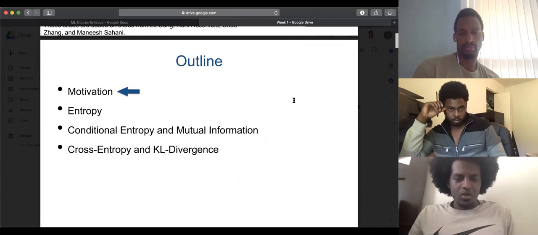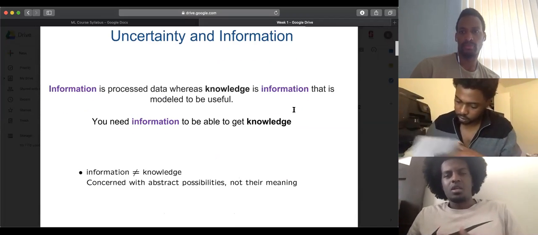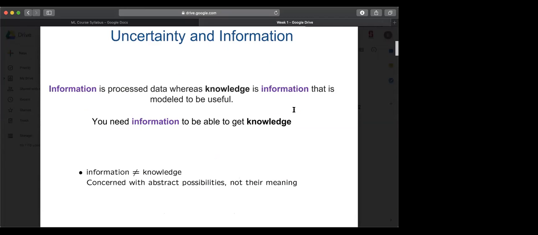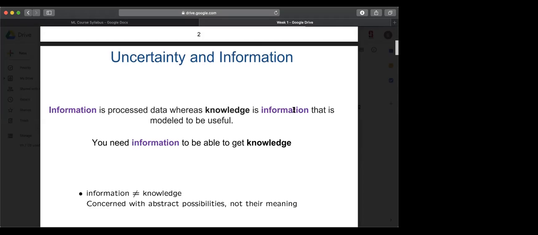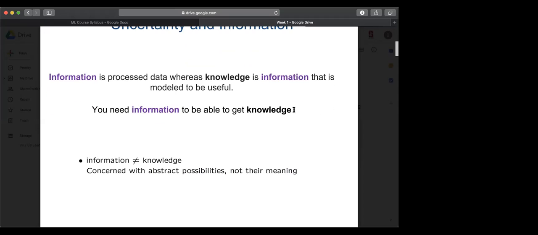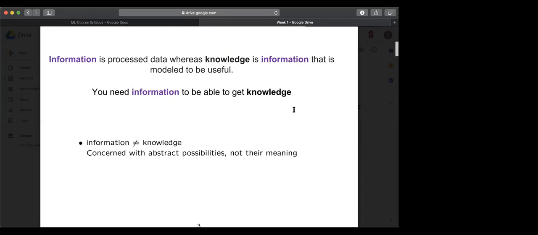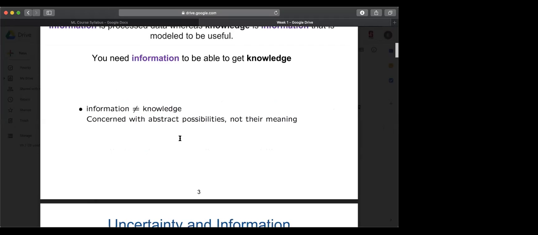Mhm. All right, cool. So we'll talk about uncertainty and information. A lot of information theory is based on this concept of trying to extract the most information that you can possibly get, to where the knowledge is actually information that is modeled to be useful. So you need information to be able to get knowledge, and we'll explain more what that means going down. But just know that information is not actually equal to knowledge.